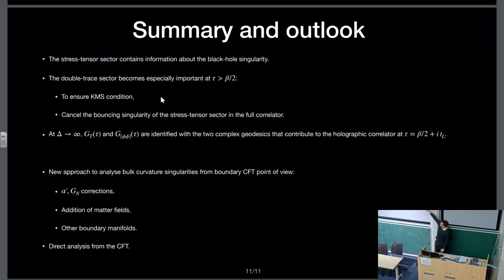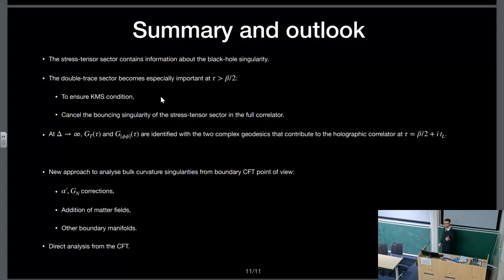I have shown that the stress tensor sector contains information about the black hole singularity. You might be asking, why am I saying that the singularity is contained within the stress tensor sector, not the double traces, even though I told you that double traces should have the same singularity to cancel it out. The reason is that the stress tensor sector is somewhat universal. You can think of the stress tensor sector as containing information about the exchange of a large number of gravitons. And it would naively make sense that the exchange of a large number of gravitons knows about the curvature singularity of your bulk. And it's somehow universal, whereas I can change what the probe is, and I should still expect the same behavior in my correlator. But nonetheless, double traces are important, especially if tau is greater than beta over 2.